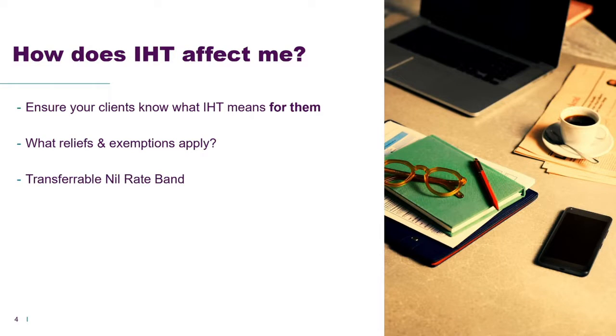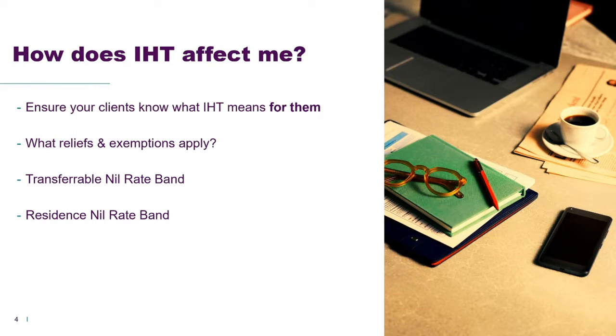Is there a transferable nil rate band available? How does it work for them? The residence nil rate band, is that applicable? This is a particular thing, the residence nil rate band, where you hear lots and lots of different things about it. Making sure they understand if it's available. First thing, of course, that people need to understand is that the residence nil rate band is only available if you leave your property to lineal descendants, and they are, of course, children and grandchildren. So if you don't have any of those, then the residence nil rate band will not be available to your executors.